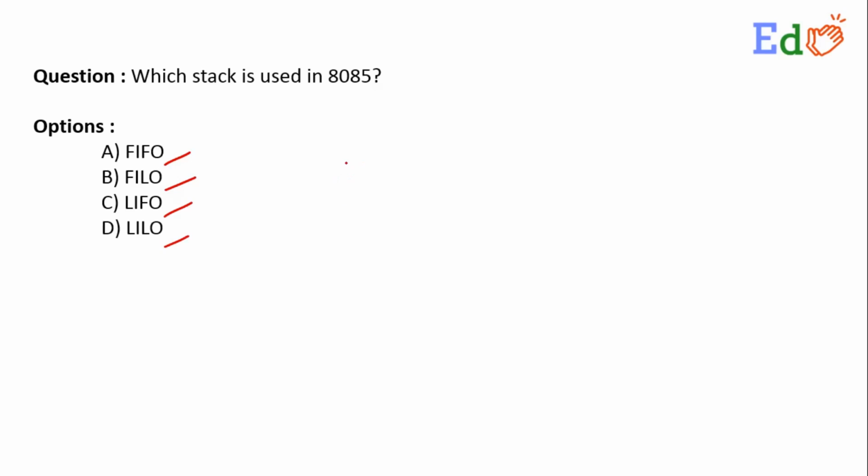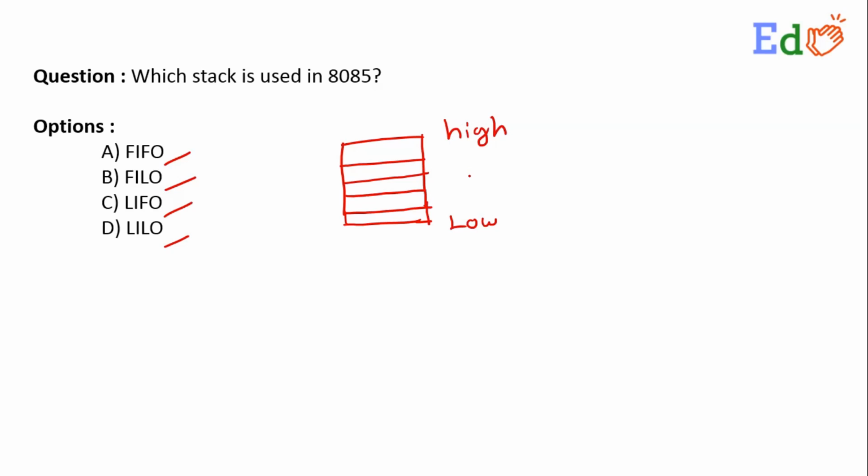So in 8085, we have memory, that means stack obviously, and we have a few portions to store data. Say the lower one, these are the lower addresses of the memory, and these are the higher addresses. So the address is incrementing like this from low to high.